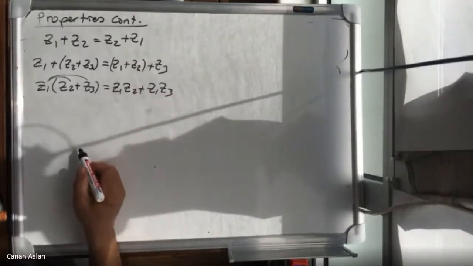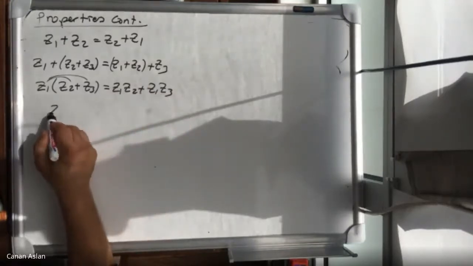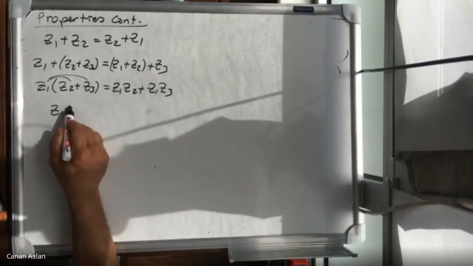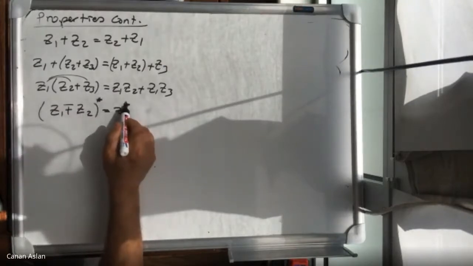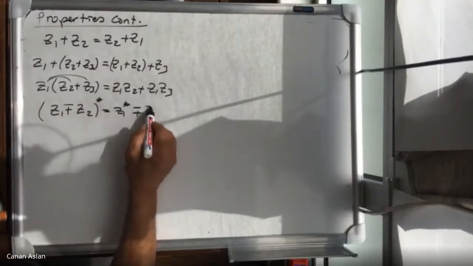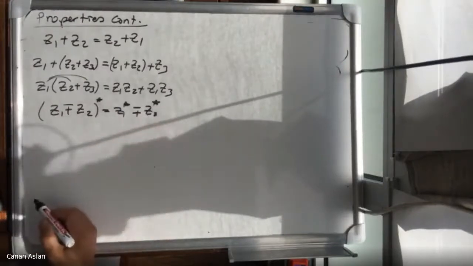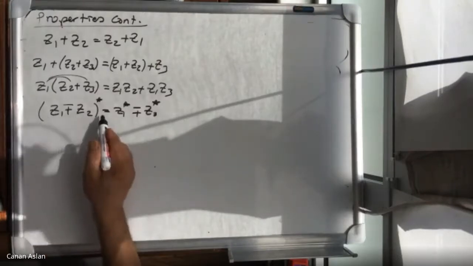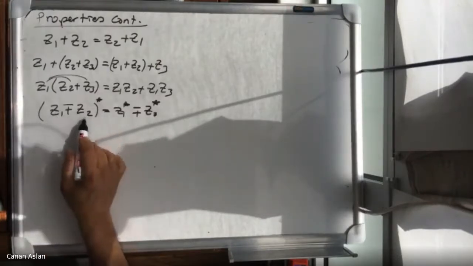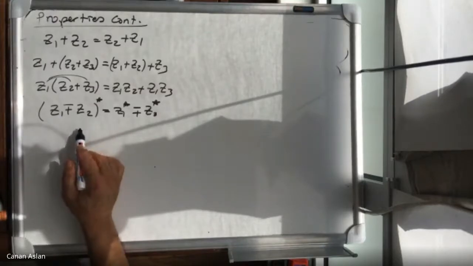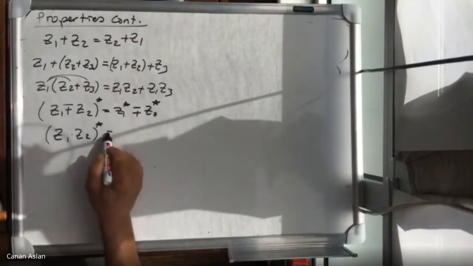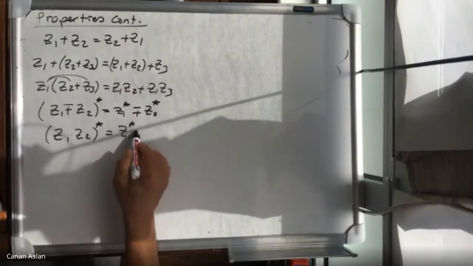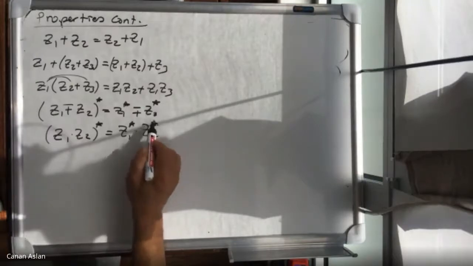Okay, so now if you get the complex conjugate of z1 plus and minus z2, it is just z1 star plus and minus z2 star. So individually, you can take the complex conjugates of the complex numbers. This is how you do it. But if you get also the complex conjugate of the product, it's just the product of complex conjugates of each one of those, okay, like that.